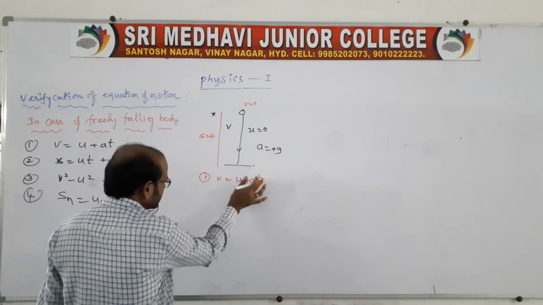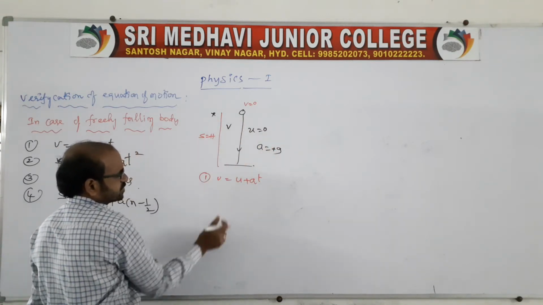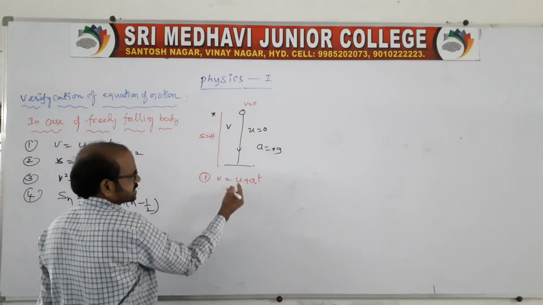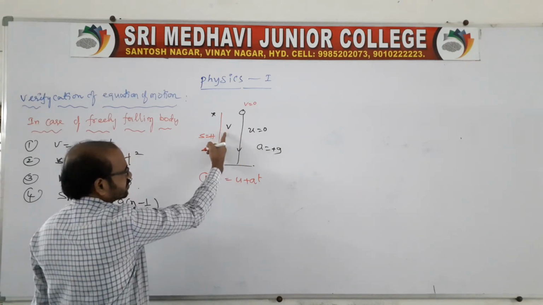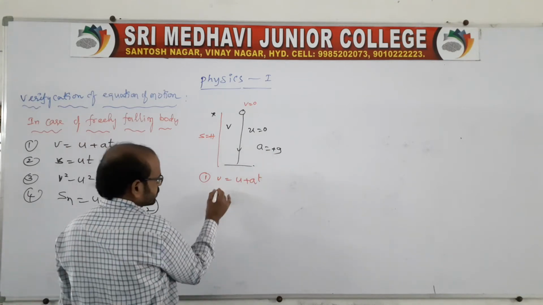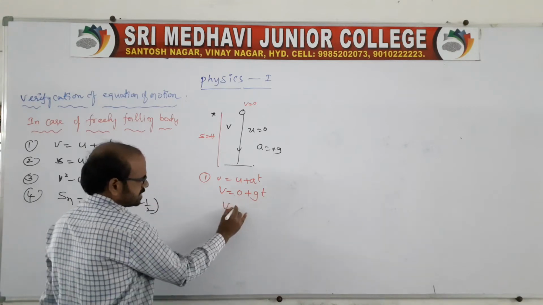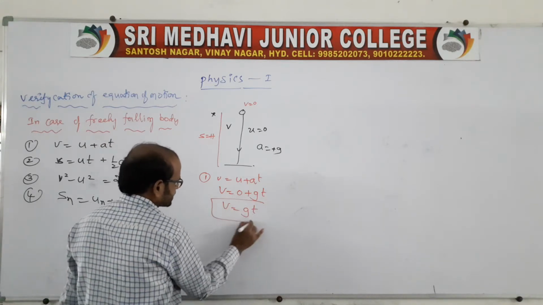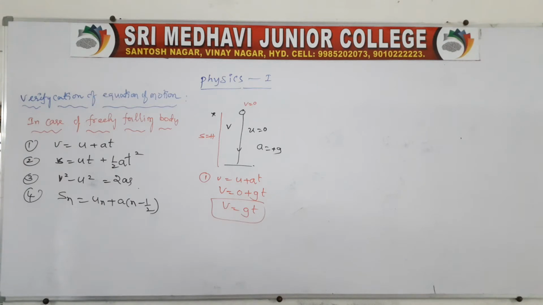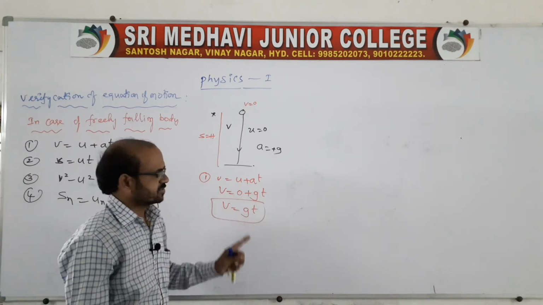In this equation, whatever information is given, you substitute it. For freely falling, U is equal to 0, the body falls with velocity V, and acceleration due to gravity is equal to plus G. So V is equal to 0 plus G into T. Therefore, V is equal to GT. This is the first expression in case of a freely falling body. It is the verification of the first equation.